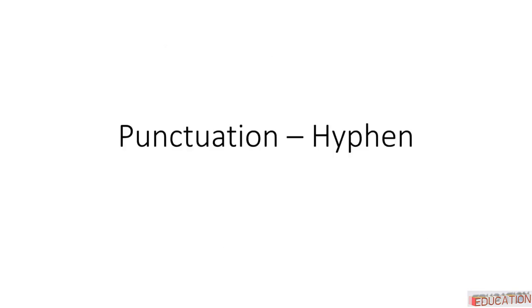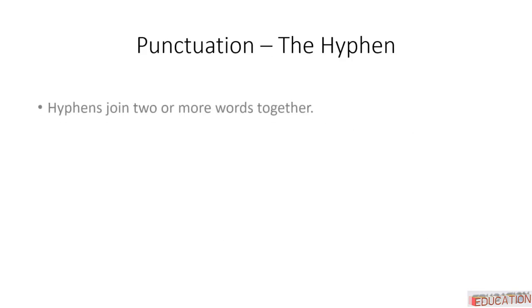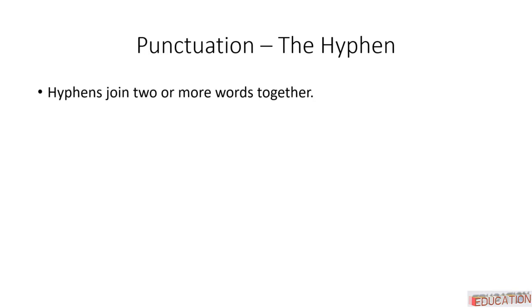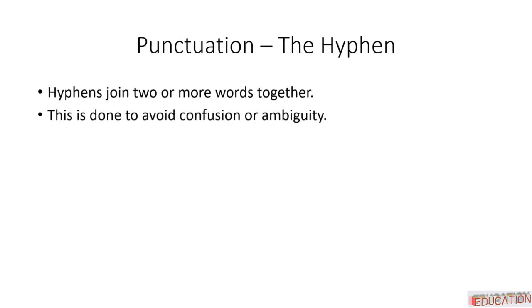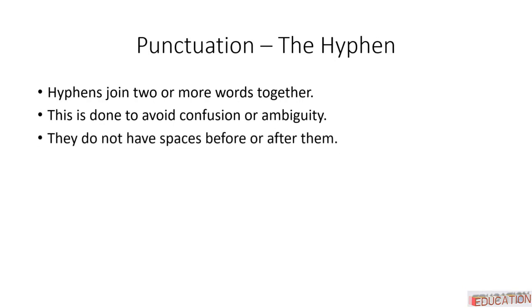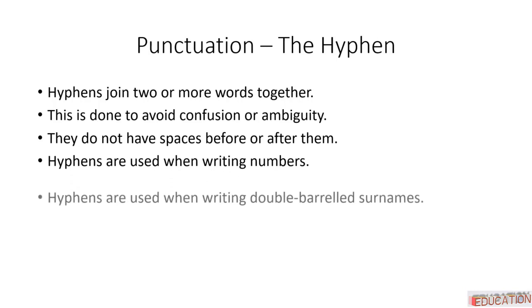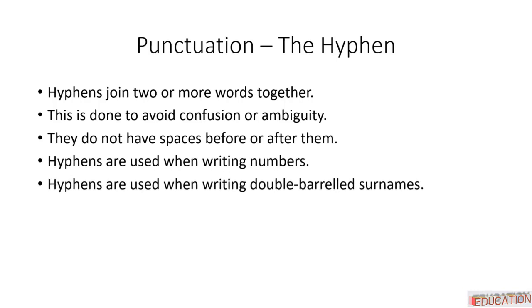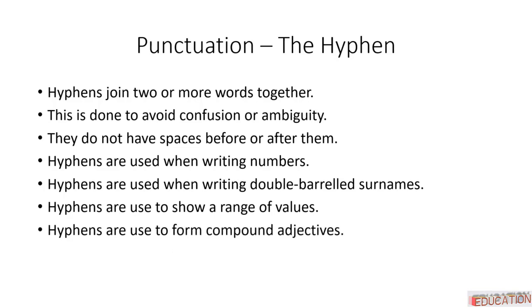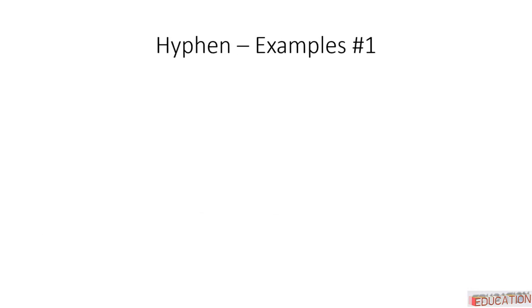This lesson is on the hyphen. Hyphens join 2 or more words together. This is often done to avoid confusion or ambiguity. And they do not have spaces around them. Hyphens are used when writing numbers. Also used when writing double-barreled surnames. And hyphens are used to show a range of values. And hyphens are also used to form compound adjectives. Let's look at some examples.